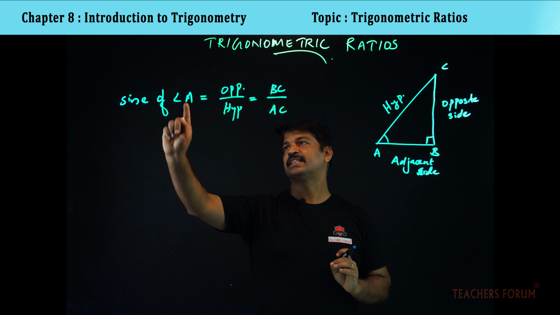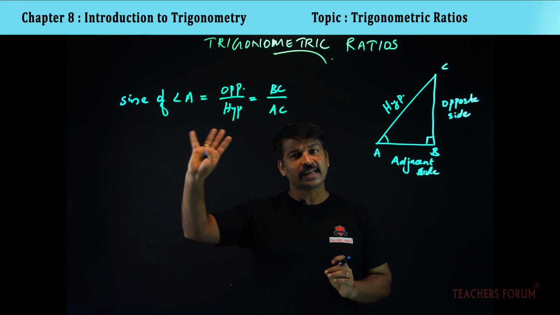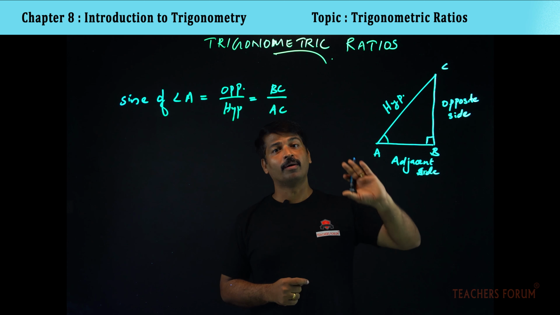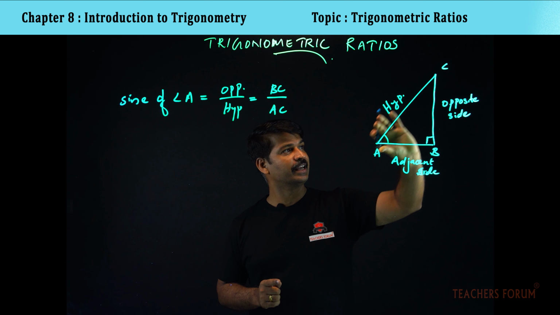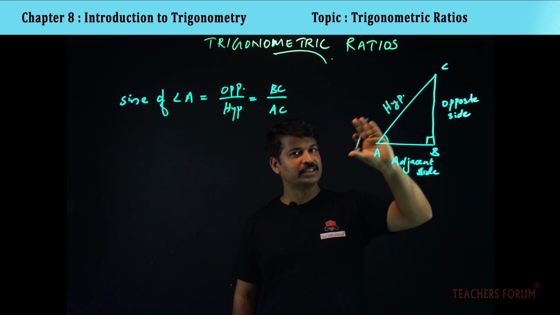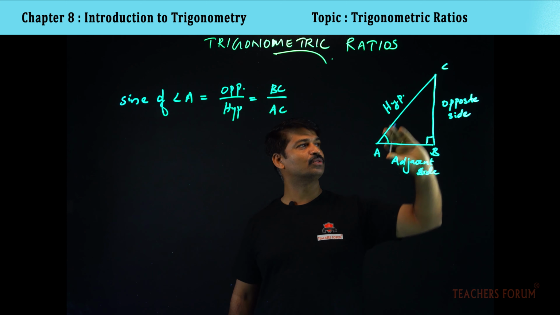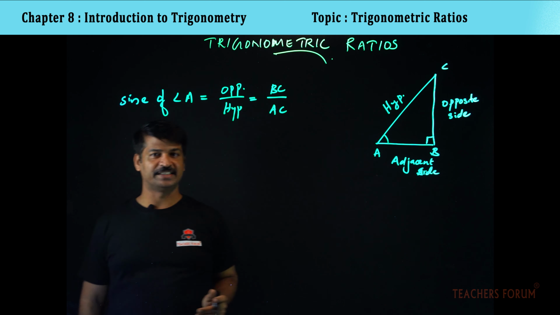That's why we have written sine of angle A. How is sine of angle A defined? Sine of angle A is defined as opposite side by hypotenuse. So what is opposite side to angle A? That is BC. What is hypotenuse? AC. So just by heart, sine A is equal to opposite side by hypotenuse, that is here BC by AC.